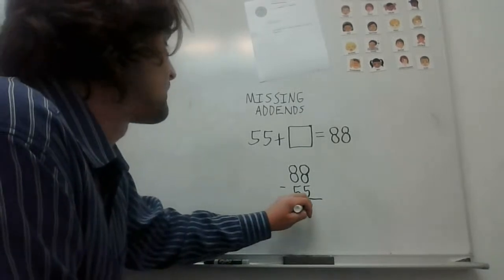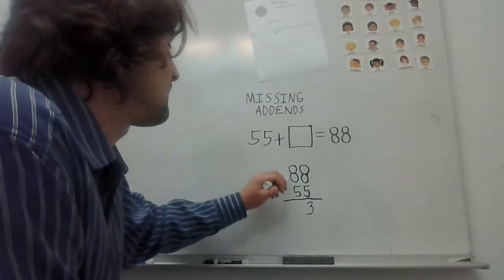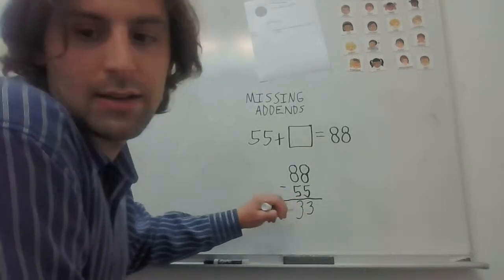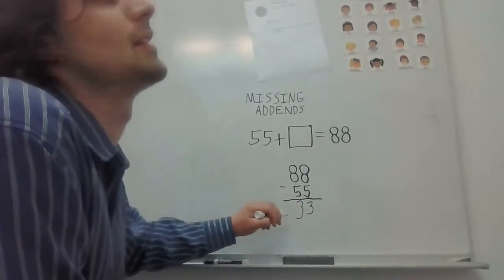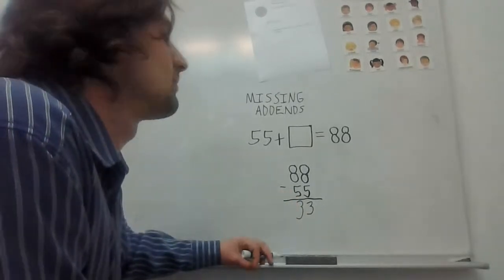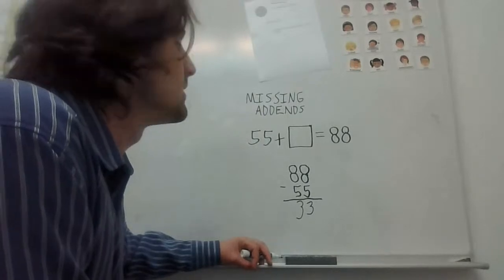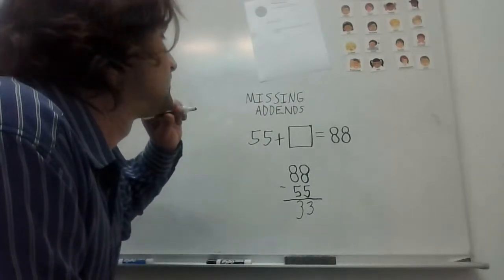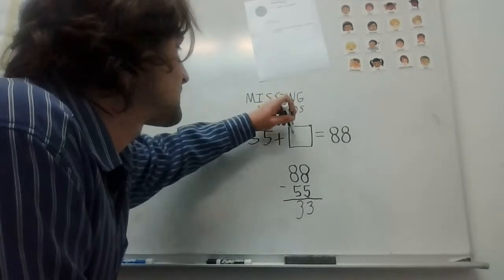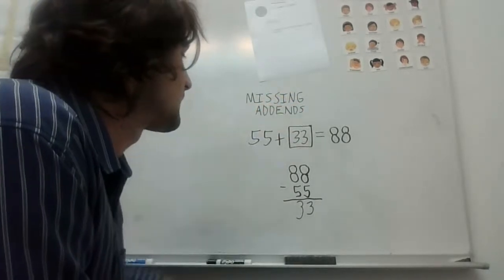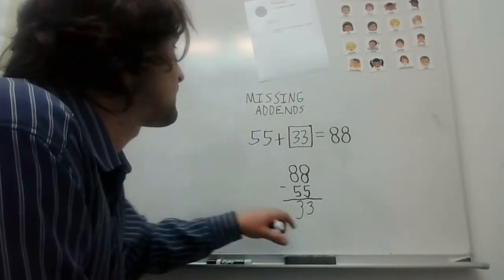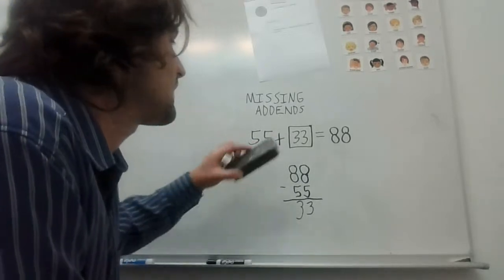So 8 minus 5 equals 3. I should have let the chat tell me what the answer was first. Sorry about that. The missing number in the box is 33. The missing addend is 33, and 55 plus 33 equals 88.